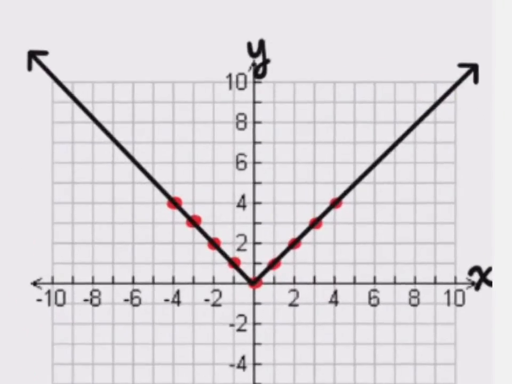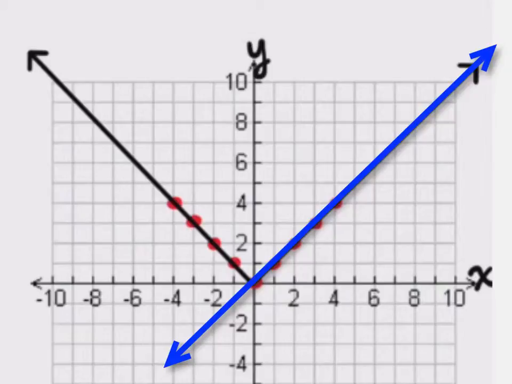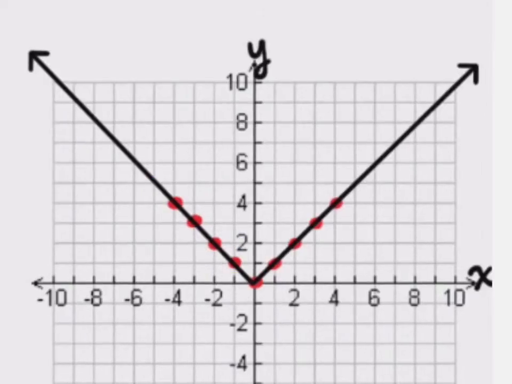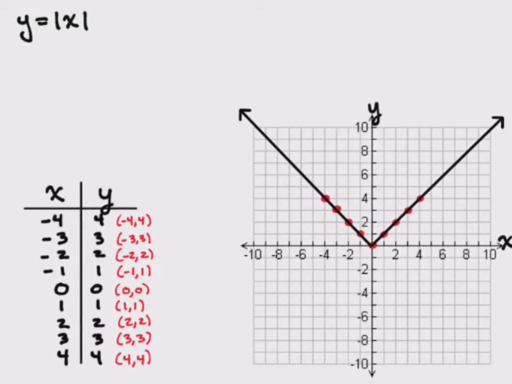Now note, if we just look at the non-negative inputs on the right side of the graph, look how tempting it would have been to think that this graph was actually another line, like before. But of course, once you use some negative inputs, it became very clear that this graph was actually V-shaped. So just another example of why it's really important to use both positive and negative inputs when piecing together a graph.